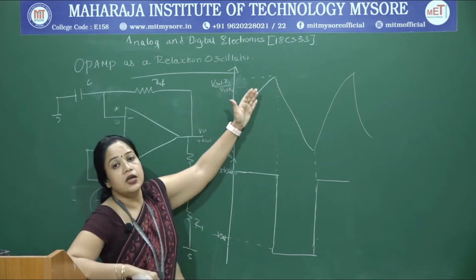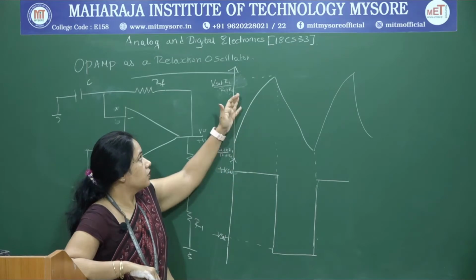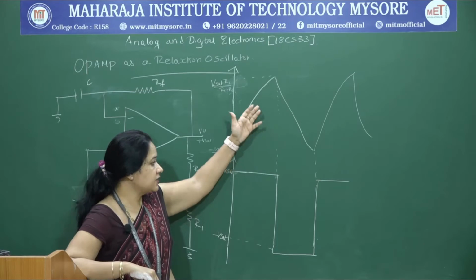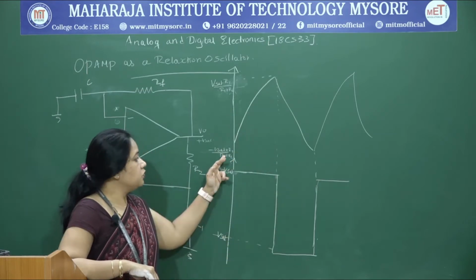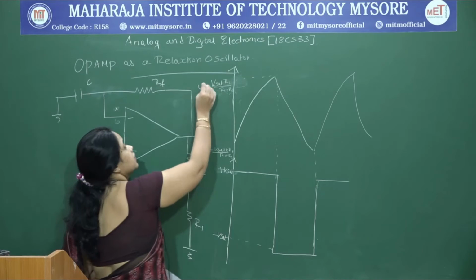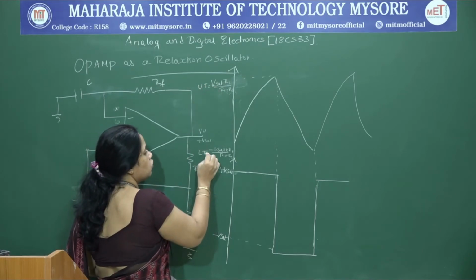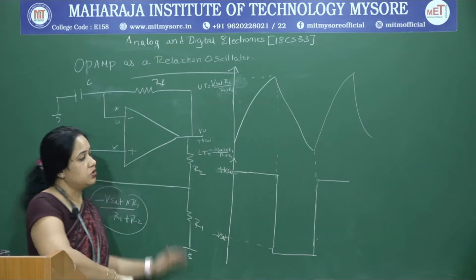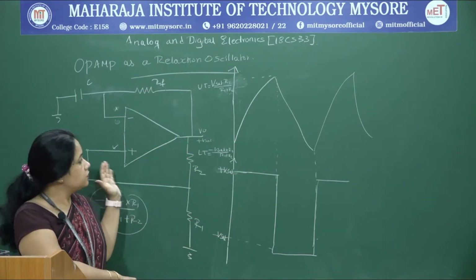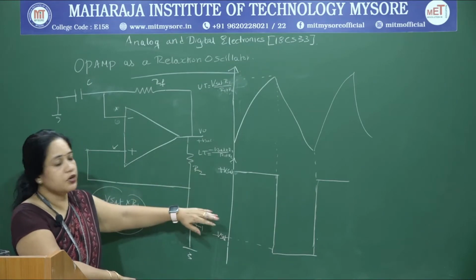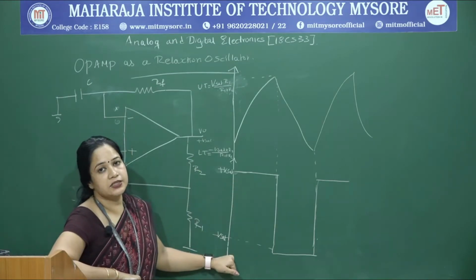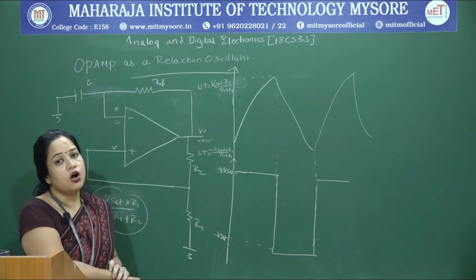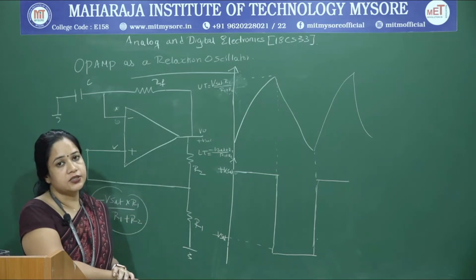So, when the capacitor charges above the upper threshold point, plus V sat into R1 by R1 plus R2, the output switches to negative saturation, and when the capacitor discharges below minus V sat into R1 by R1 plus R2, we call this the upper threshold point and this the lower threshold point. When it falls below the lower threshold point, it again switches to positive saturation. This process continues and the output alternates between plus V sat and minus V sat, producing free running oscillations at the output of the relaxation oscillator circuit.